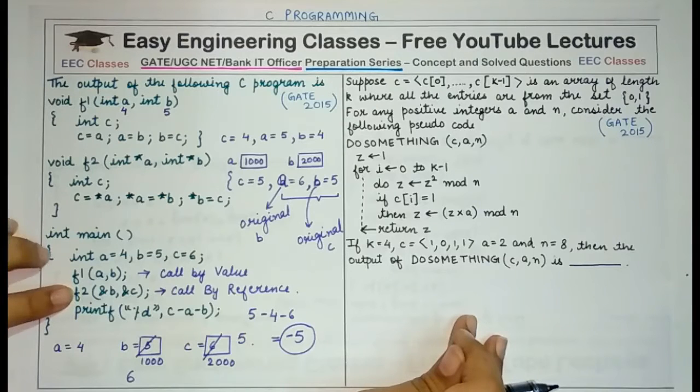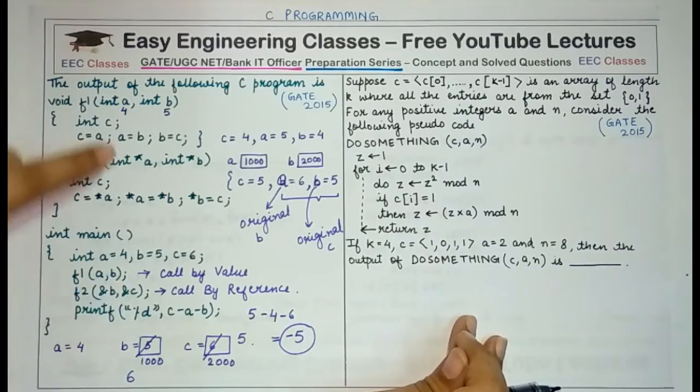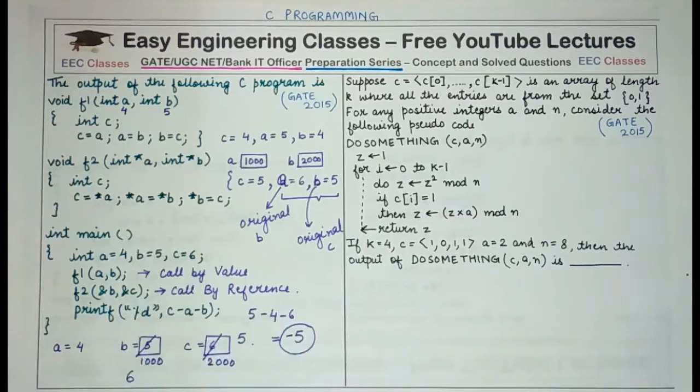Call by reference means changes would be reflected back in the variables B and C. And these variables B and C are named as A and B in this function. So that is how this question would work.